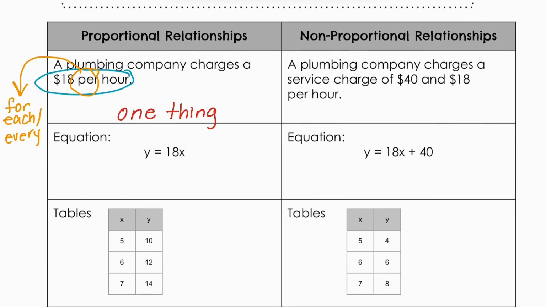An equation: y equals 18 times x. What does this equation look like? They use the formula y equals kx, which is direct variation. 18 is k, which is the constant. We are talking about one thing in this equation.